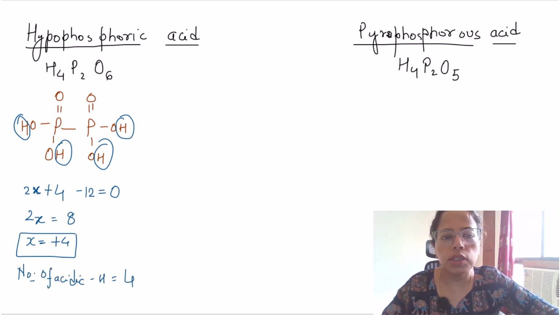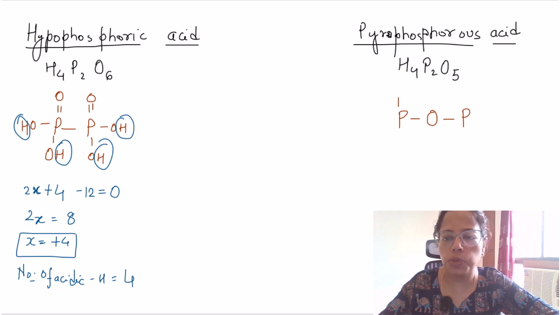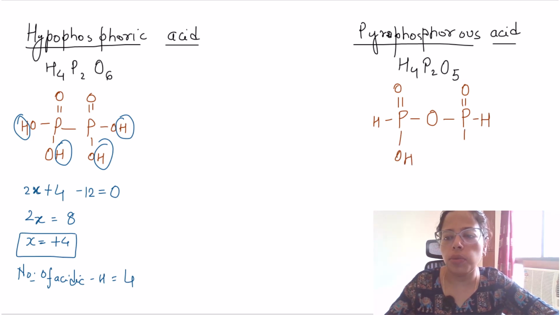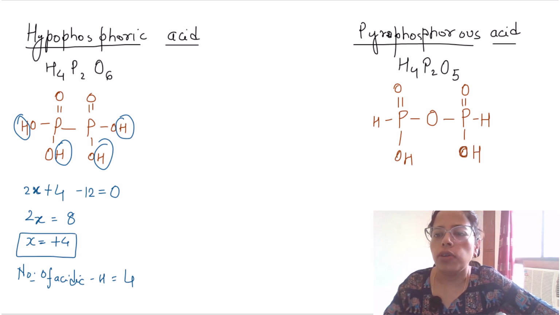Now coming to the structure of pyrophosphorus acid. So it is phosphorus acid, so it should contain PH bonds. So we have something like this. We have the 5th oxygen in between the 2 phosphorus atoms for pyrophosphorus acid. And then as usual we have 2 P double bond O, and then we have PH since it's a phosphorus acid, and then the usual OH bonds with phosphorus. So this is the structure of pyrophosphorus acid.